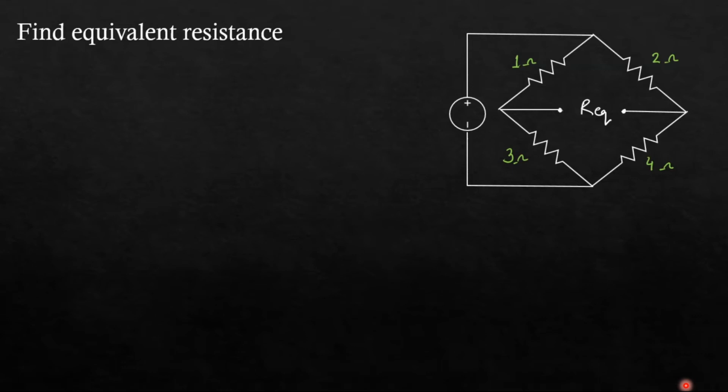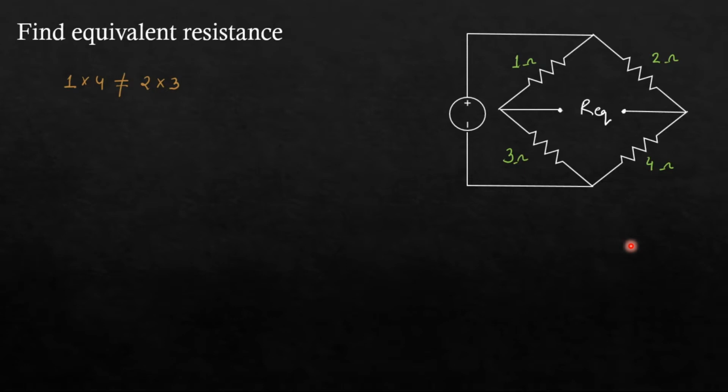In our next problem, again it is not a Wheatstone bridge because 1 into 4 is not equal to 3 into 2. 1 into 4 is not equal to 2 into 3. That means it is not a balanced Wheatstone bridge, so we have to apply a certain technique.